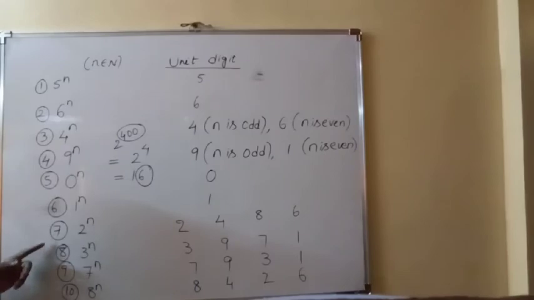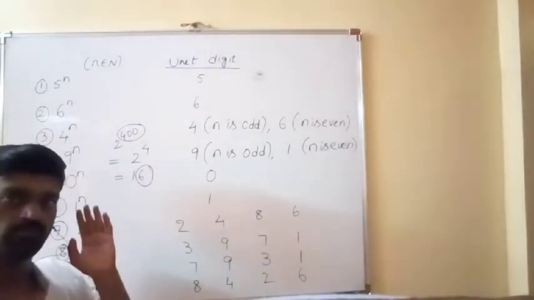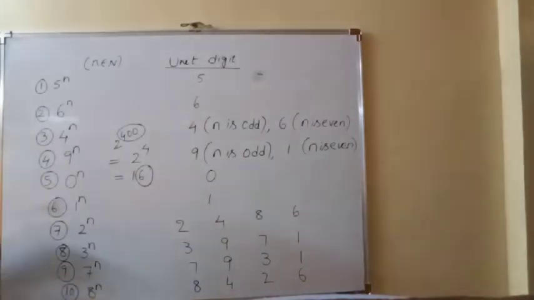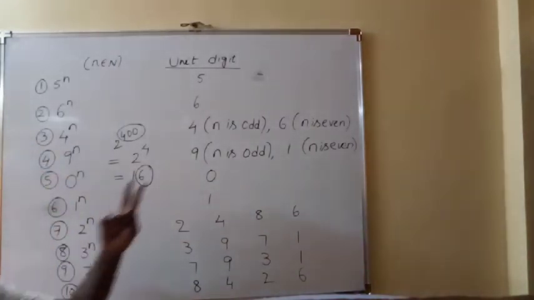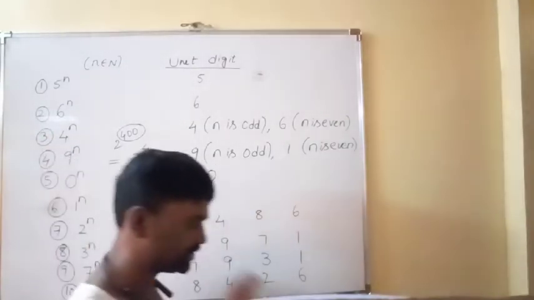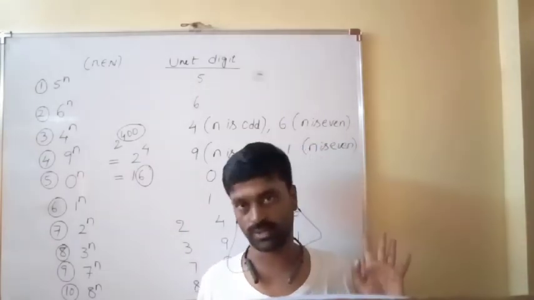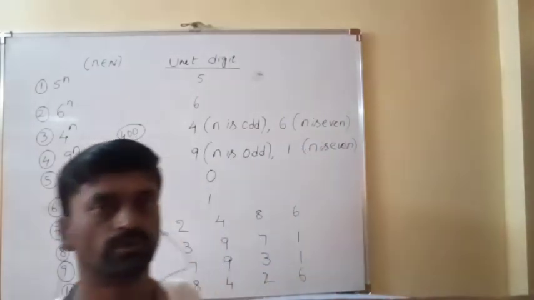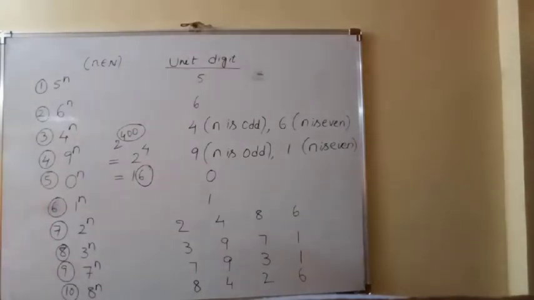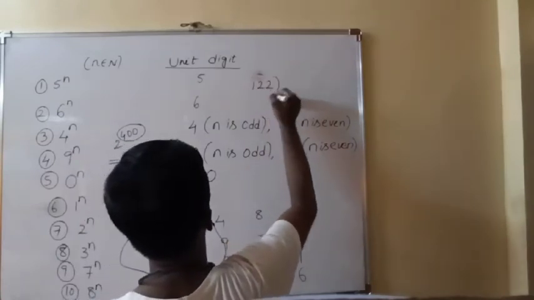So that means for 2, 3, 7 and 8, for these 4 numbers, the unit digit has 4 choices. For 4 and 9, it has only 2 choices. And for 0, 1, 5, 6, for these 4 numbers, we have only one choice, the digit itself only.